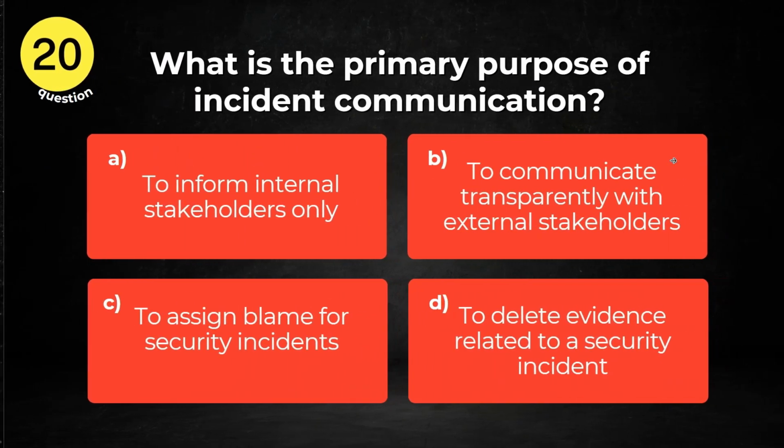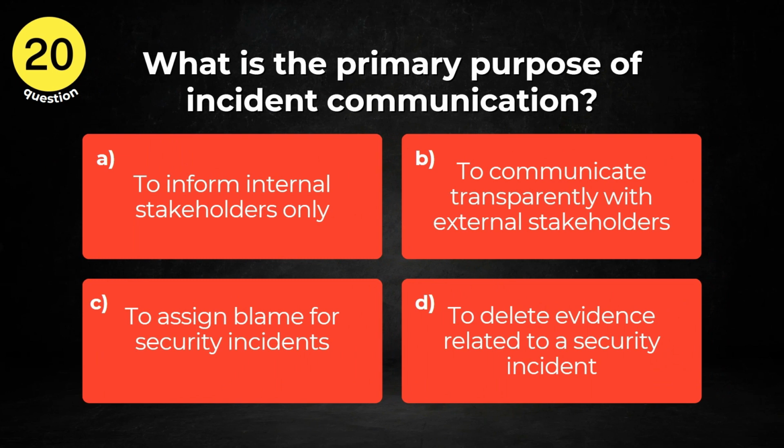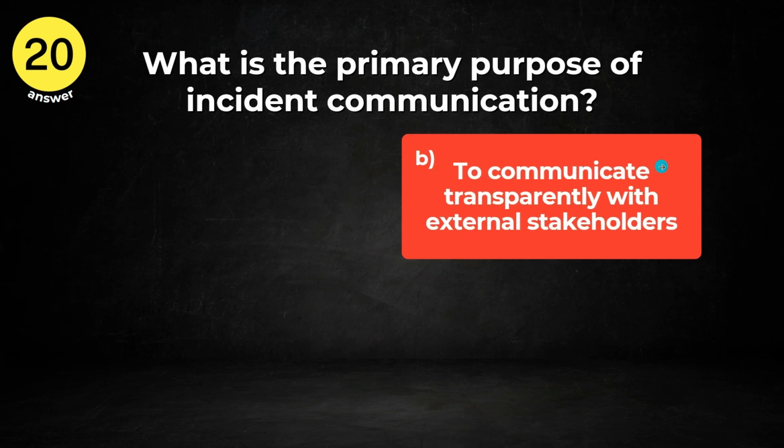Okay, so we're almost done here. Number 20. What is the primary purpose of incident communication? A, to inform internal stakeholders only. B, to communicate transparently with external stakeholders. C, to assign blame for security incidents. D, to delete evidence related to a security incident. What is the primary purpose? B, to communicate transparently with external stakeholders.